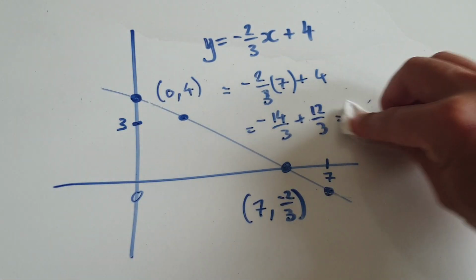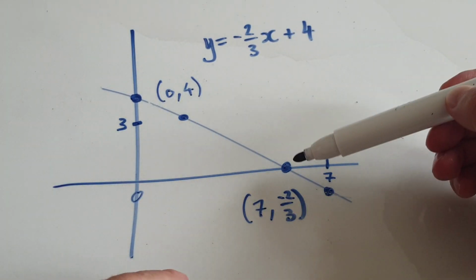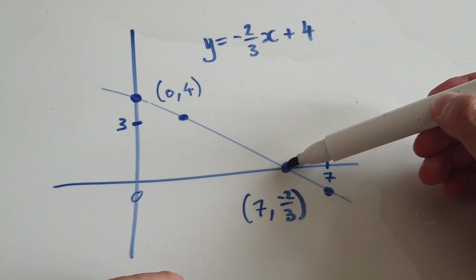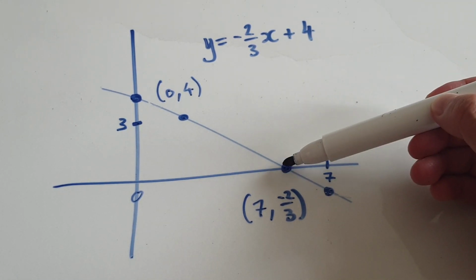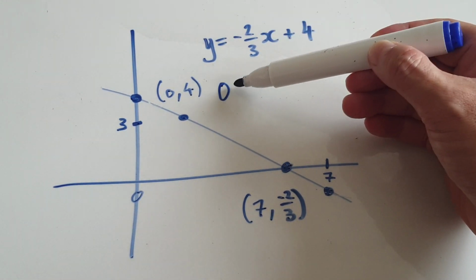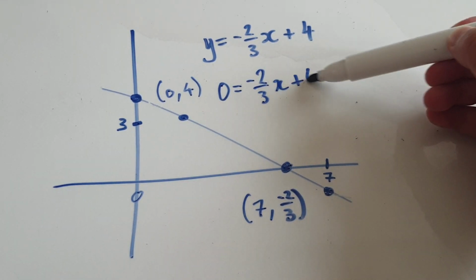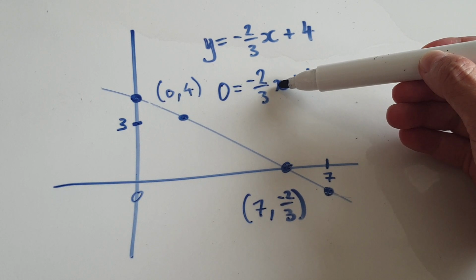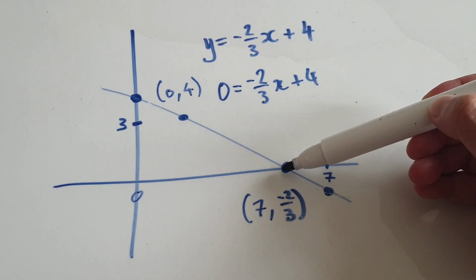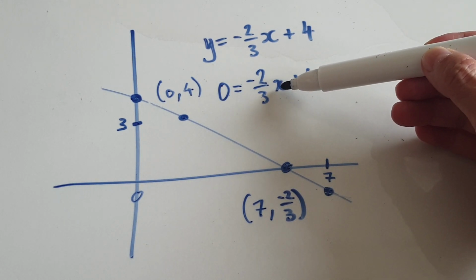So now let's look at the other two. This one here, what's so special about this point? Well, at this point, the up and down is 0, meaning the y value would be 0. So if you want to know this point, put 0 into the y. So that would be 0 equals negative 2 over 3x plus 4. You want to find a value of x where the y value is 0. So you've got to work backwards to find this x.